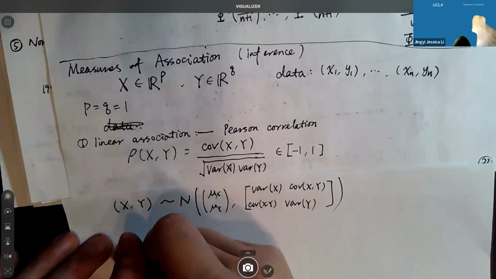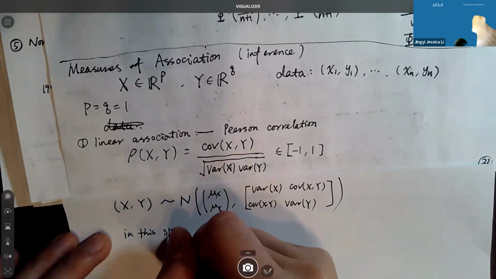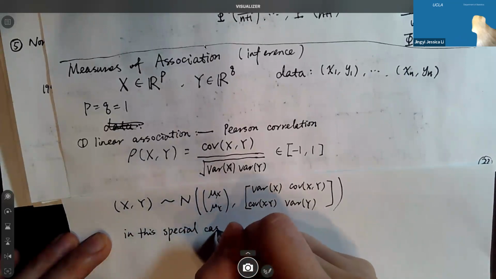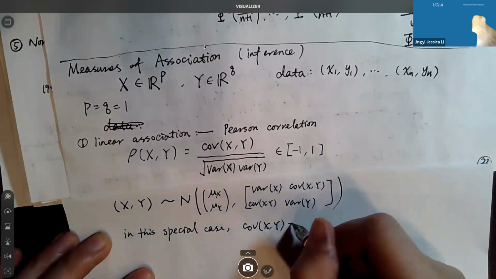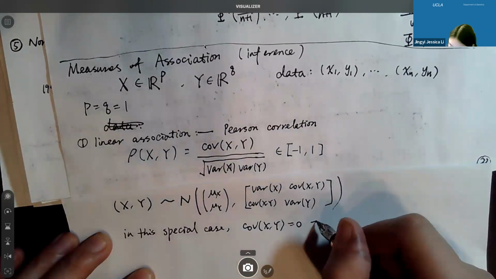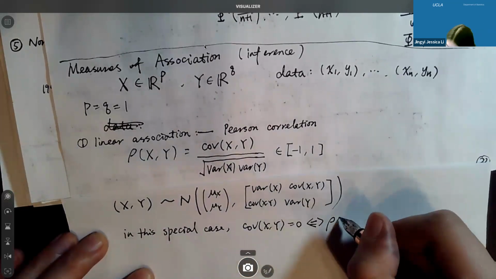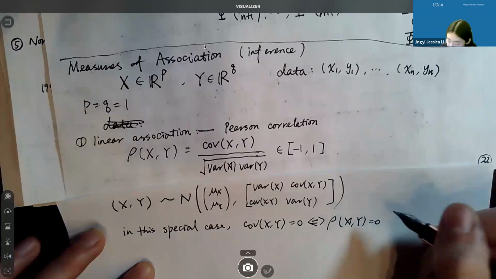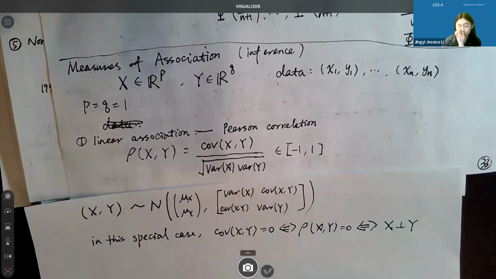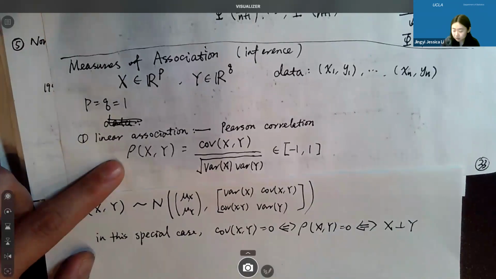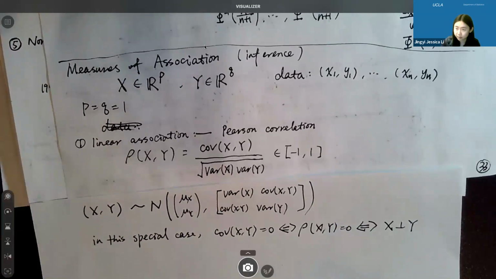Not all joint distributions are bivariate normal, but when it is, the covariance of x and y equals 0. You can see this is equivalent to saying the Pearson correlation of x and y equals 0, and this is equivalent to saying that x and y are independent. We use this perpendicular sign to mean independence. However, this is only specific to the bivariate normal. If they're not bivariate normal, then in general, having the Pearson correlation equal to 0 doesn't imply independence.